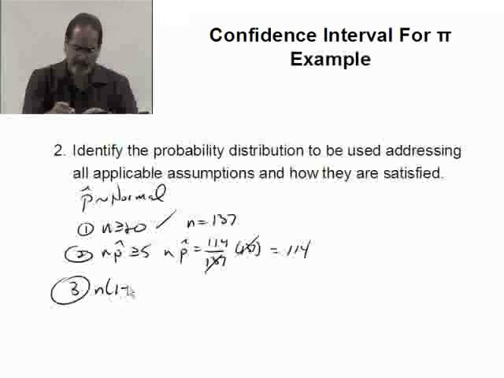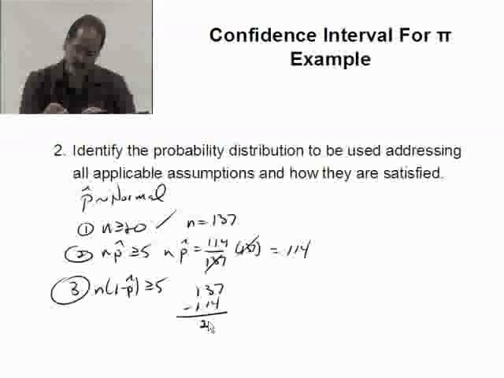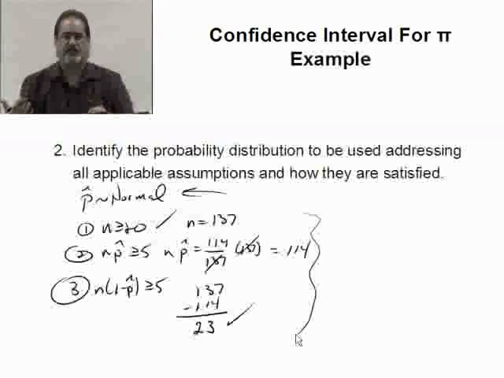3, I need n times 1 minus p hat to be at least 5. Well, it is, because that's everybody else. So this is actually 137 minus 114, which gives me 23. So I know that it equals 23. And 23 is, in fact, greater than 5. So I'm good to go. Here is the assumption that I need, and all of this is justified as to why it's reasonable, so I can go ahead and continue with the technique.